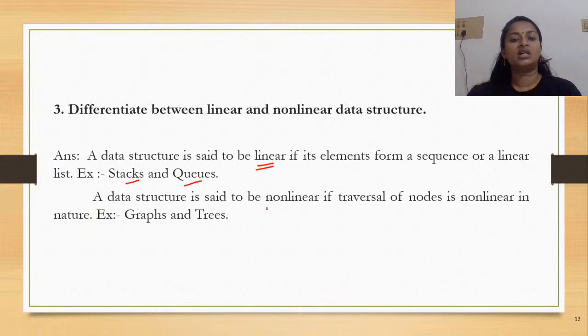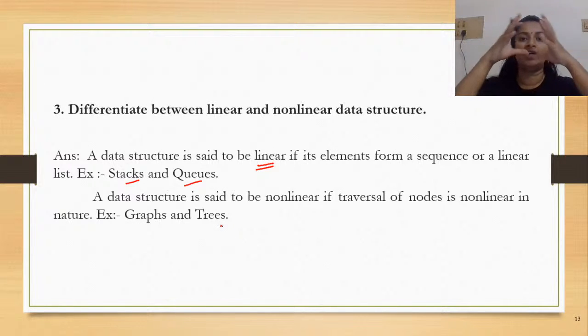Now, how about a non-linear data structure? In a non-linear data structure, the traversal of nodes is non-linear in nature. Examples are graph and tree. We had already seen that when we learned the introductory topics on data structure. When you're considering a tree or a graph, you had nodes and then you had the connections, or the edges, right?